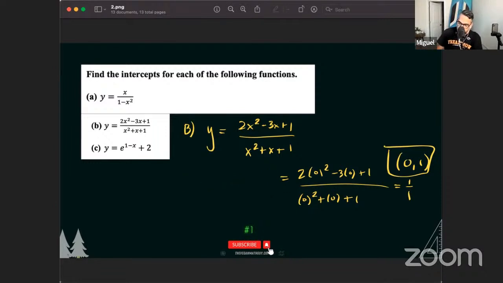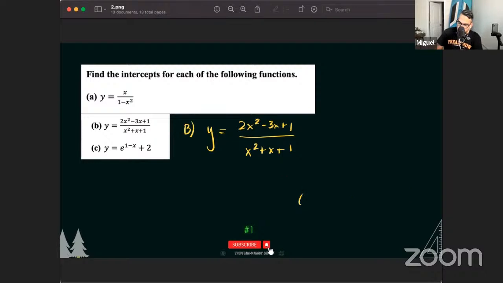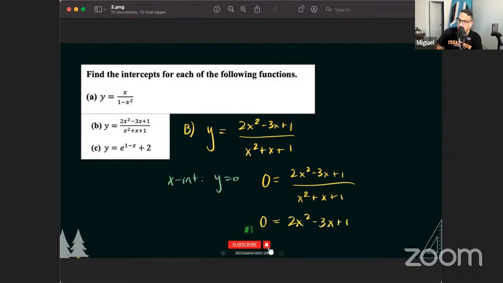So let's go ahead and find the x-intercepts. And if we want to find the x-intercepts, don't forget, for the x-intercepts, this is where we make y equal to 0. So 0 equals 2x squared minus 3x plus 1 over x squared plus x plus 1. And in this case, just like the previous problem, you can go ahead and multiply the denominator to both sides. But what's going to happen again is you're just going to be left with 0 is equal to 2x squared minus 3x plus 1. So like I mentioned, if you're trying to find the x-intercepts, all you have to do is really set the top equal to 0 and find out what values make that equal to 0.